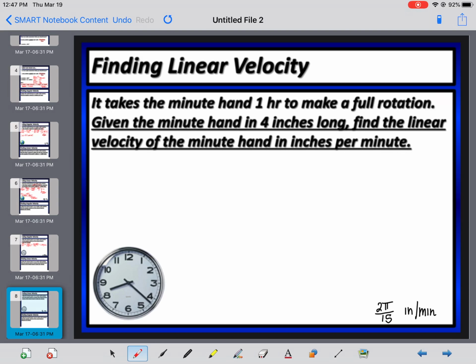All right, again with the clock hands. The minute hand takes 1 hour to make a full rotation. So 1 rotation over 1 hour. They're saying given that the minute hand is 4 inches long. So think about this clock down here on the bottom. This is the minute hand. If they're telling you that this is 4 inches long, what does that represent on the clock? That minute hand of 4 inches long represents the radius.